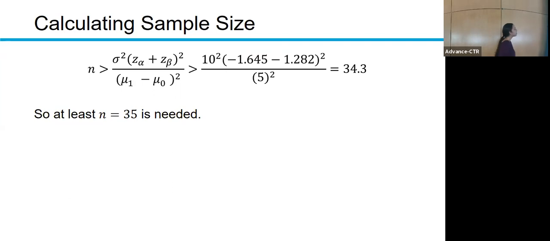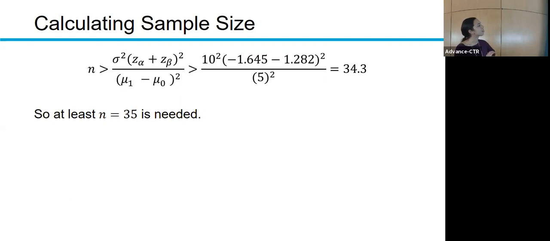And then our numerator is going to be the product of the standard deviation, which was 10 squared, times the squared value of the critical value evaluated at our type 1, or at our significance level, which is 0.05, plus the critical value evaluated at the beta level, which in this case is going to be 0.1 because we wanted a power of 0.9.